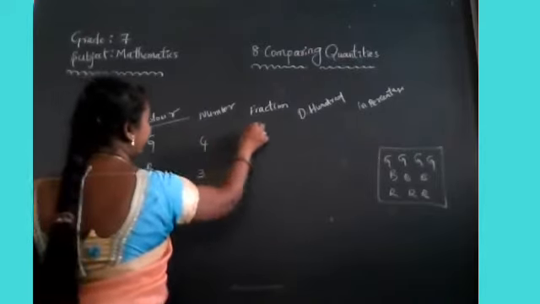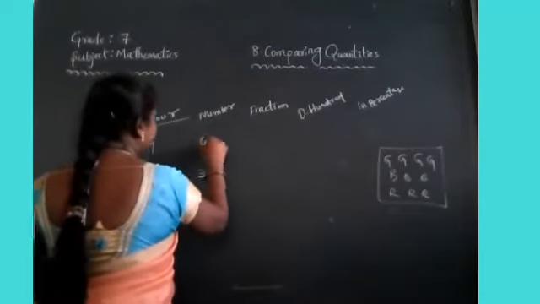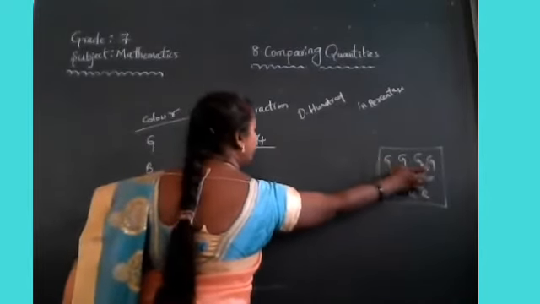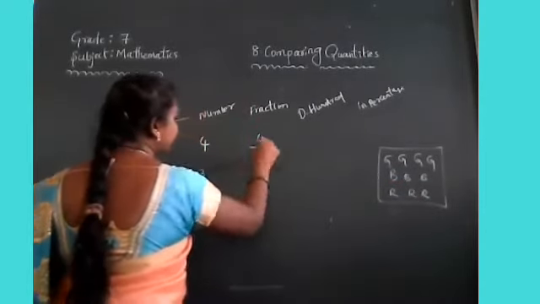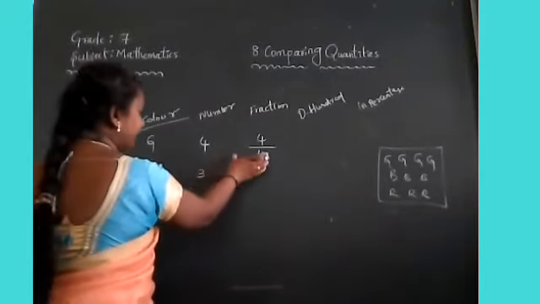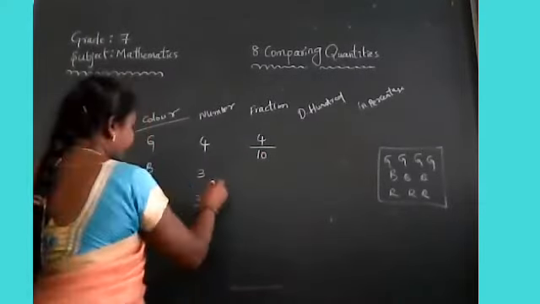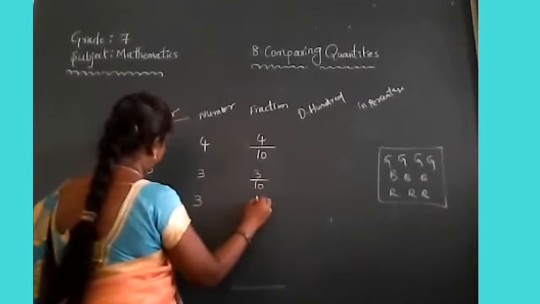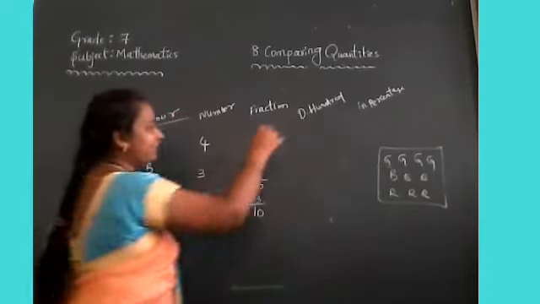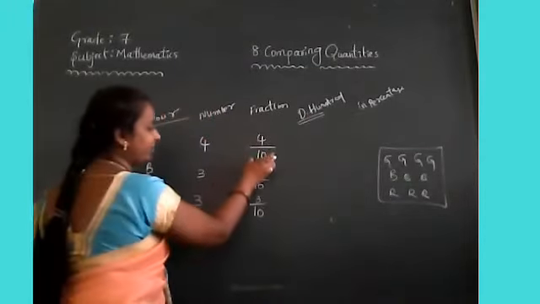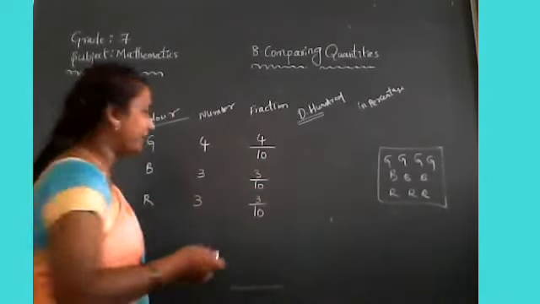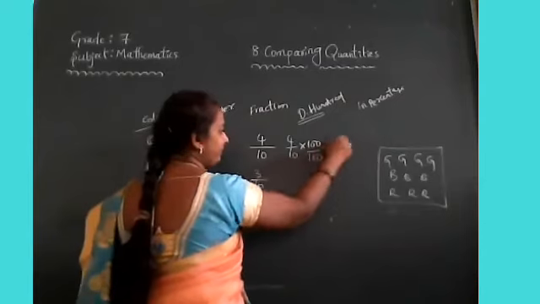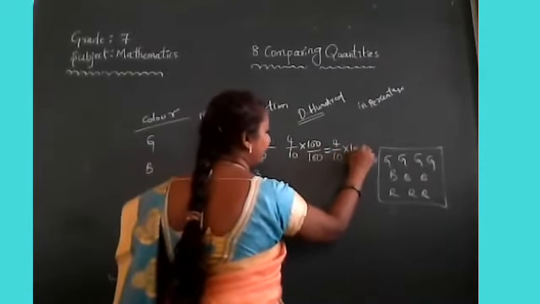So how to write this in fraction? First, the number of green colors, 4, out of total colors. Total colors how many? 1, 2, 3, 4, 5, 6, 7, 8, 9, 10. Total is 10 colors. Among 10 colors, 4 green colors are there. So write next, 3. So how to write this in the form of fraction? 3 by 10. Again, red 3 by 10. So here the denominator is 100. If the denominator is not 100, what did I say to you? Multiply the numerator and denominator by 100.